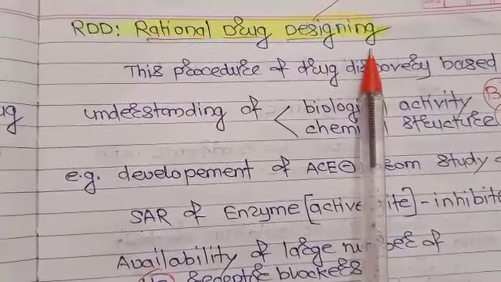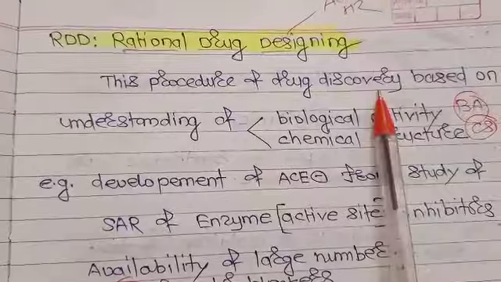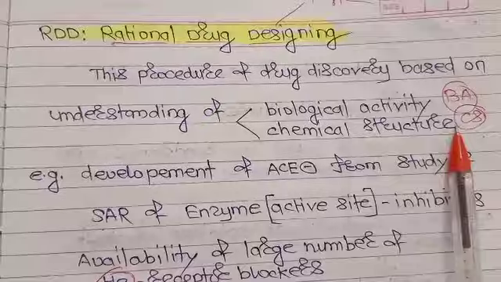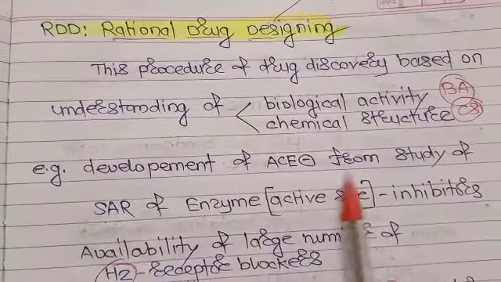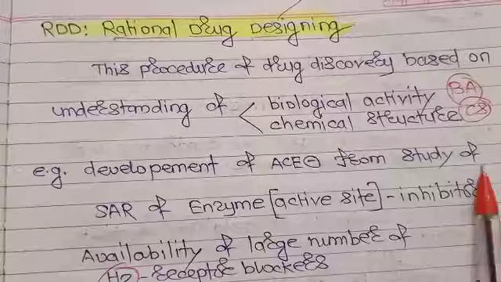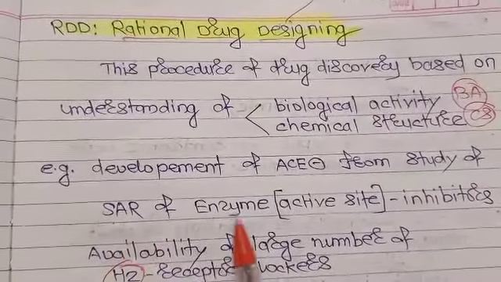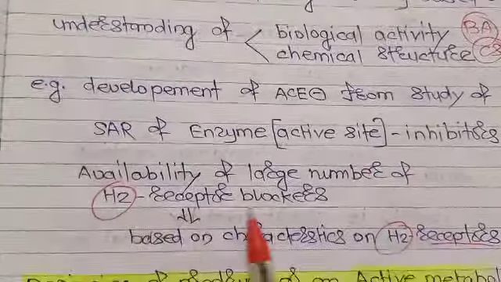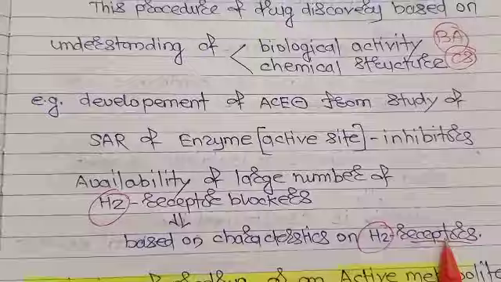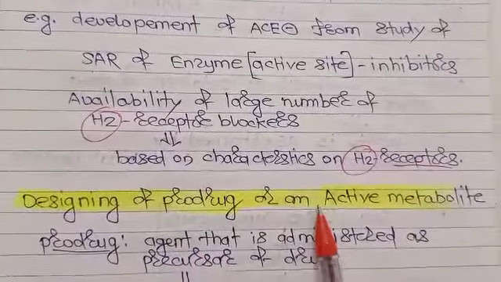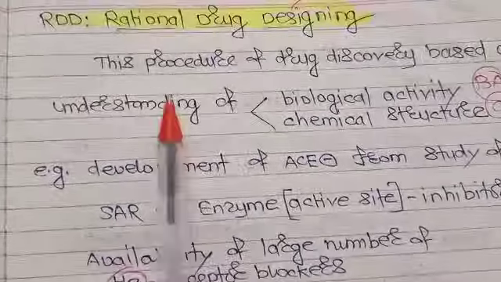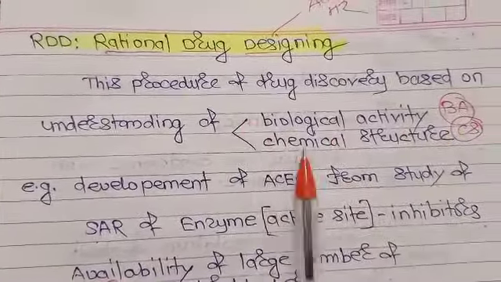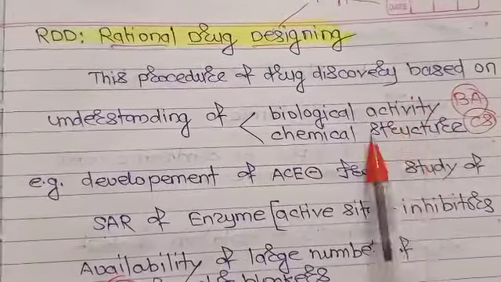What is meant by rational drug designing? This is a procedure of drug discovery based on understanding of the biological activity and chemical structure. So, rational drug designing: development of ACE inhibitors from the study of structure activity relationship of enzyme active site inhibitors, availability of a large number of H2 receptor blockers based on the H2 receptors, and designing of a prodrug or an active metabolite. So basically what we are doing is rational drug designing, a procedure of drug discovery based on the biological activity and chemical structure.